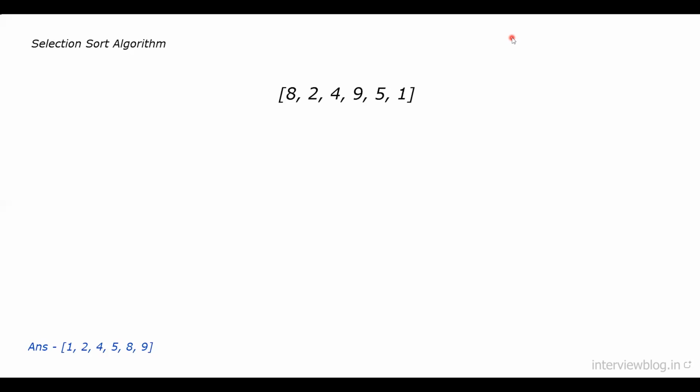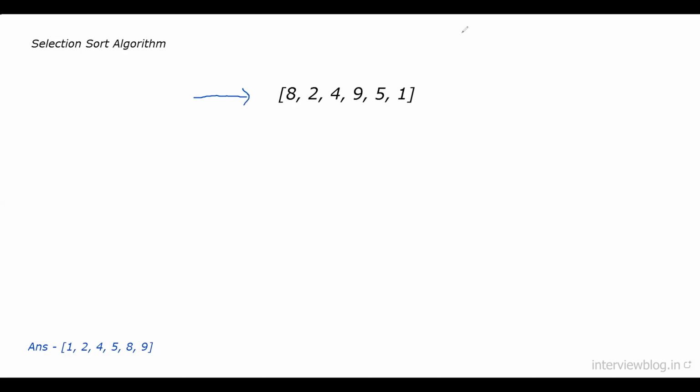In selection sort, what I will do is I'll be visiting each and every element of the array, and for each element, I'll be traversing the remaining part of the array to find the smallest element and swap it with the current element. Let us now see this example.